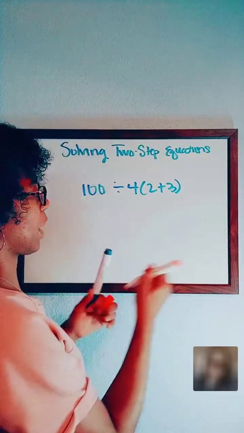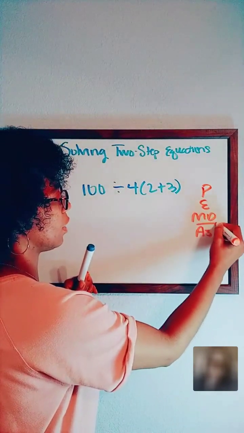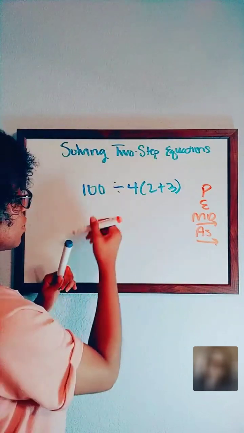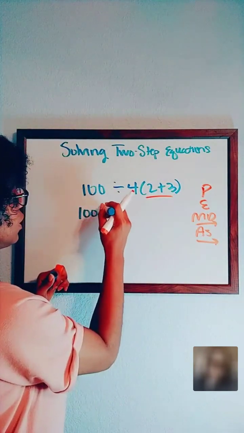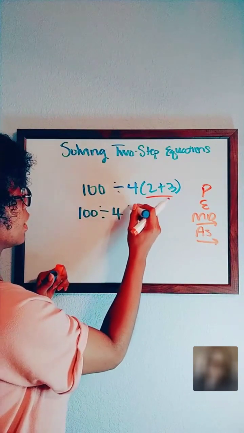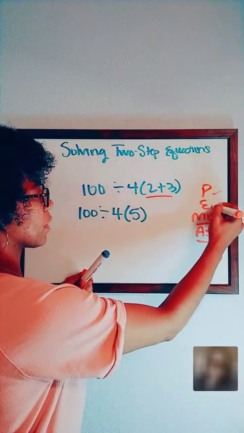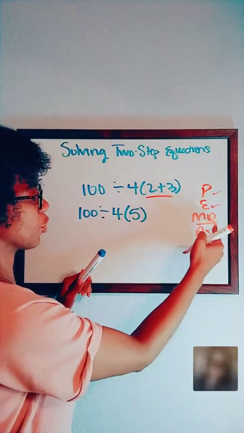So let's talk about PEMDAS. Please excuse my dear Aunt Sally, left to right. So this tells me I need to do parentheses first, okay, so I'm going to do 2 plus 3. So I got 100 divided by 4 times 5. Did that part. I don't have any exponents. Now it says I need to multiply or divide from left to right.